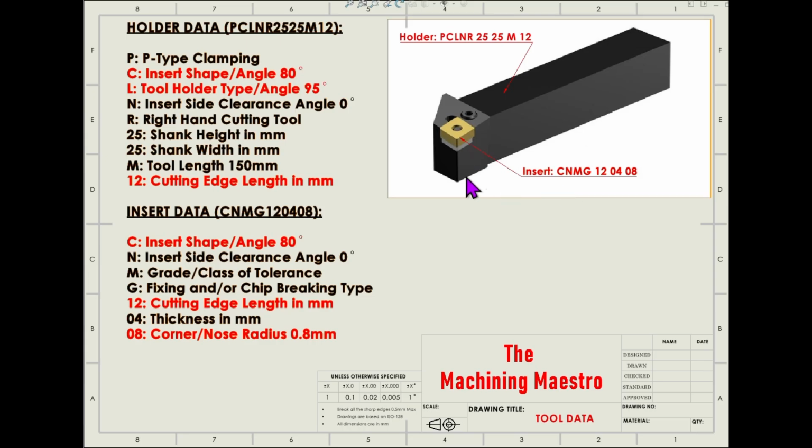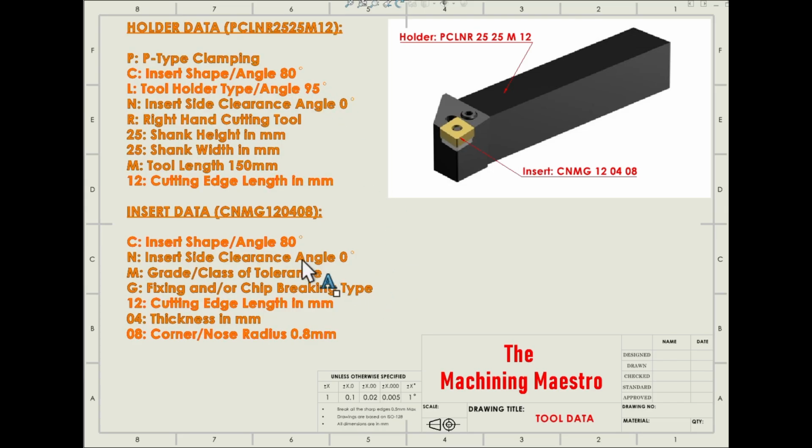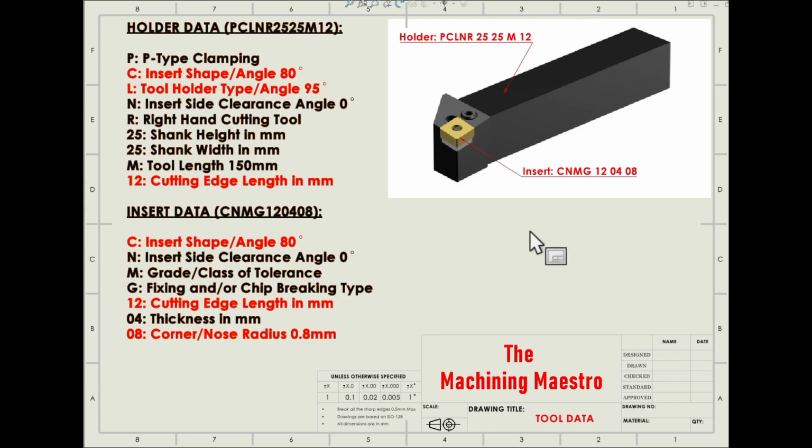And 12 is the cutting edge length, meaning the side wall length of the insert. The thickness is 4 mm here, meaning if you measure from here to here, you will get 4 mm thickness. And 0.8 is nothing but the corner radius or the nose radius of the insert. This is just a quick briefing regarding the tool, because this yellow highlighted data is required to create our tool in the machine controller.